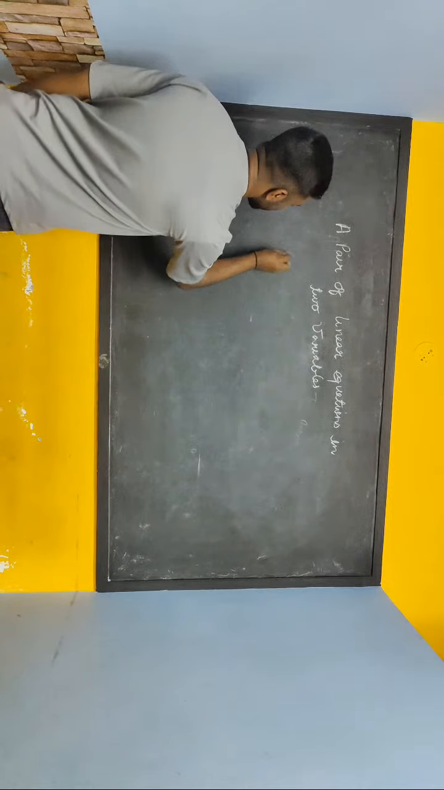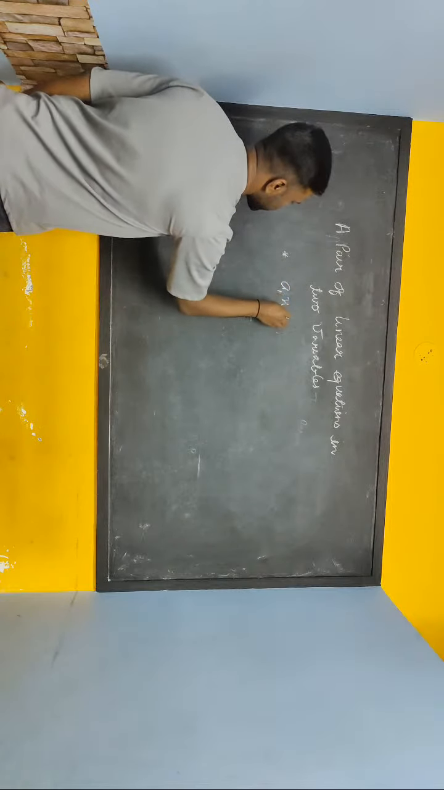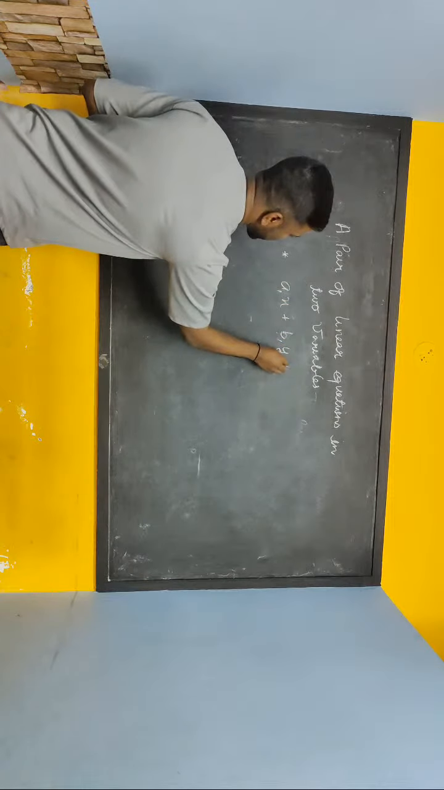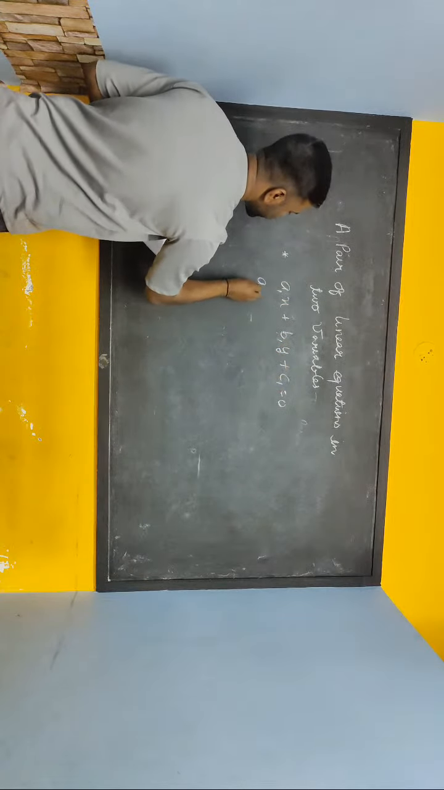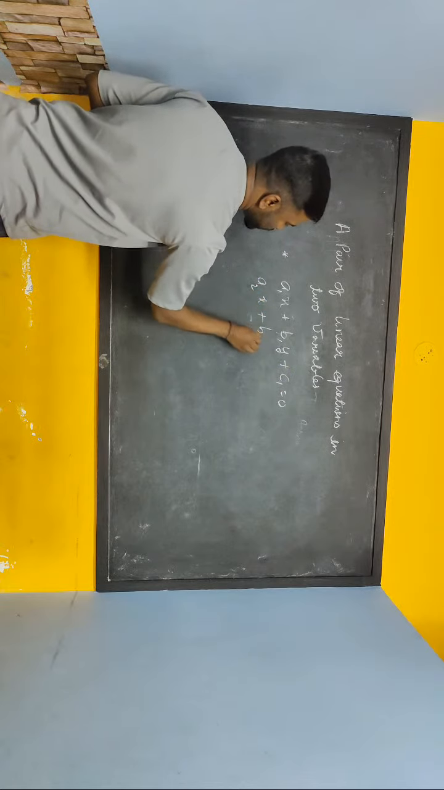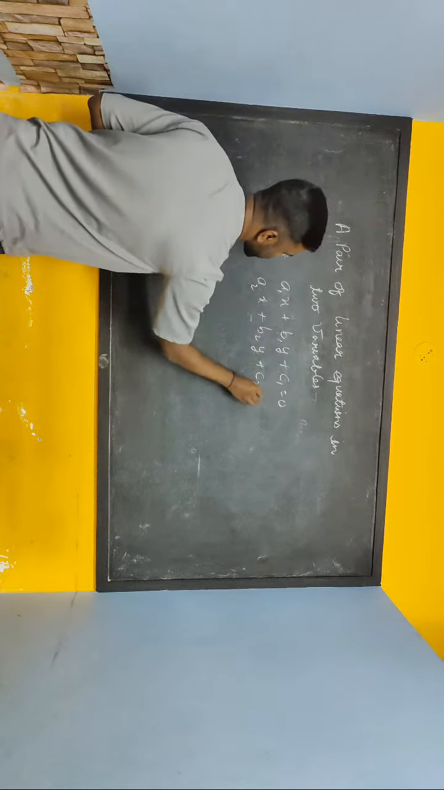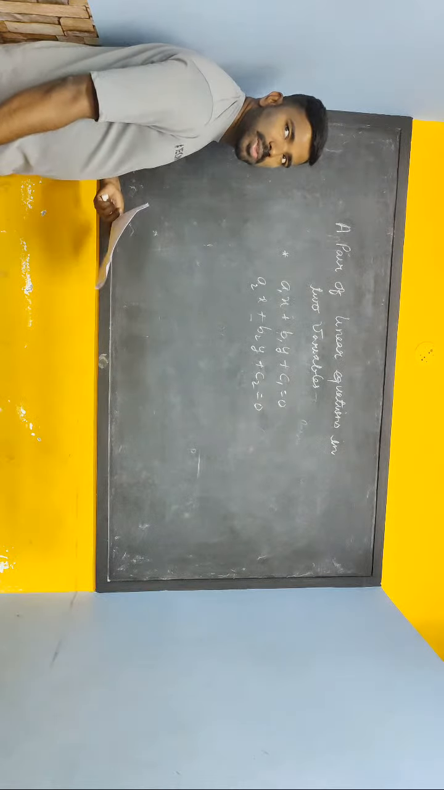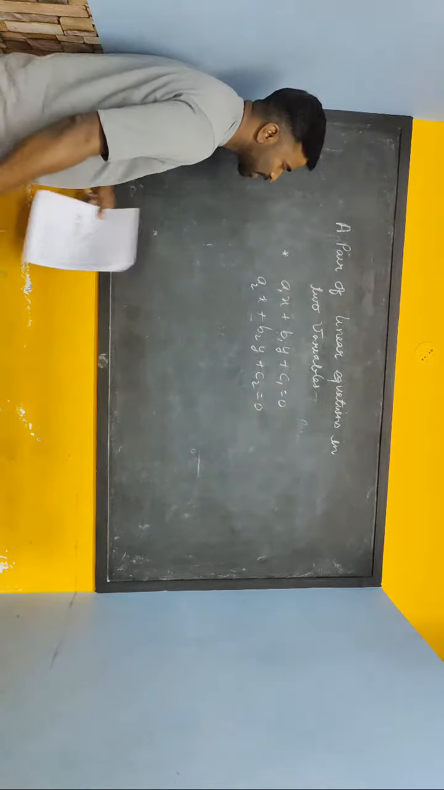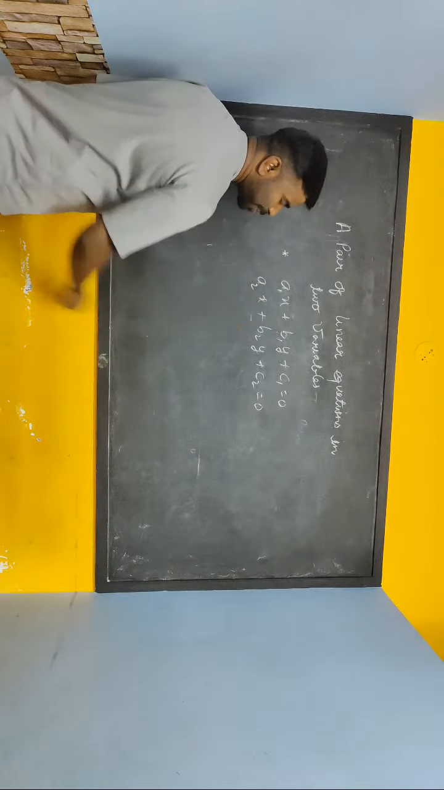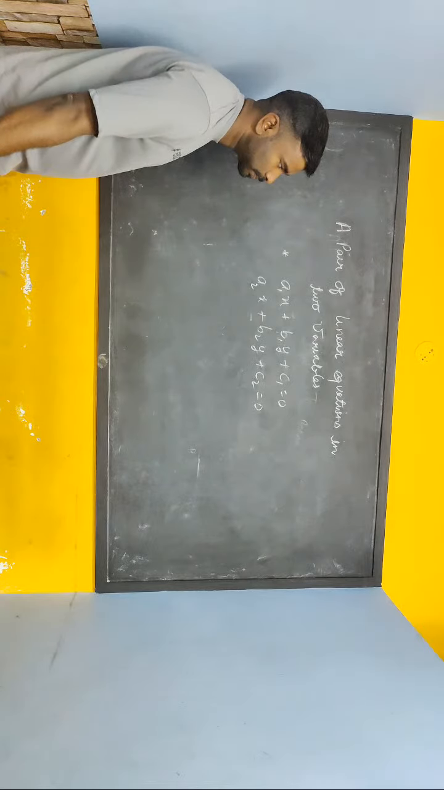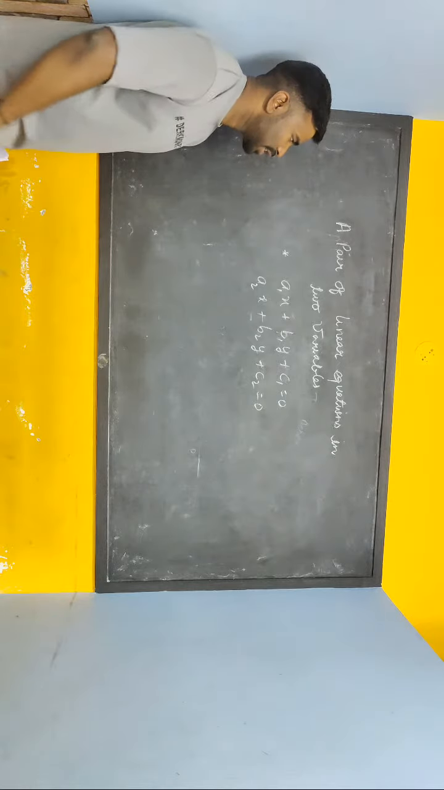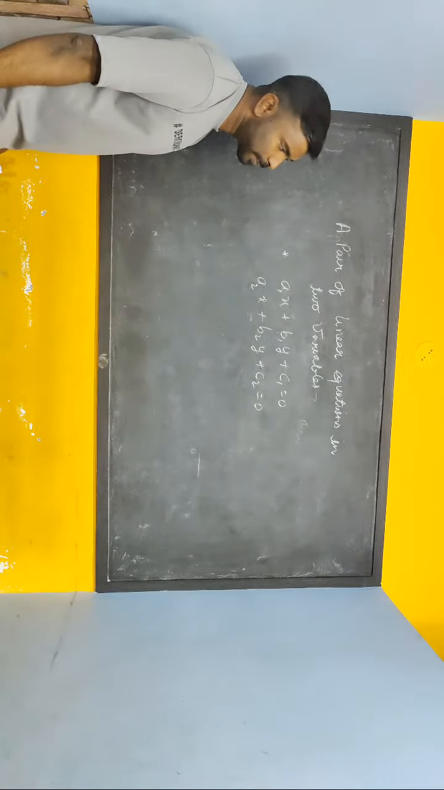You can make a note: a1x plus b1y plus c1 equals 0 and a2x plus b2y plus c2 equals 0. A1, B1, C1, A2, B2, C2 are real numbers, and the condition is A1, B1 should not be equal to 0. So this is the standard form of a pair of linear equations in two variables.